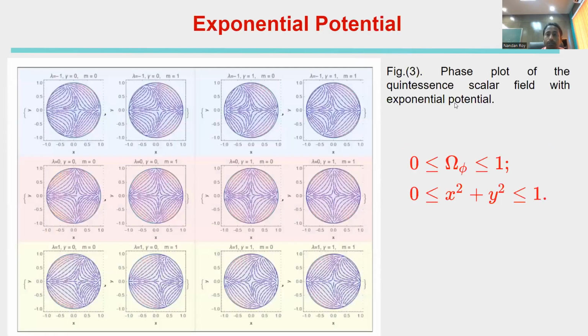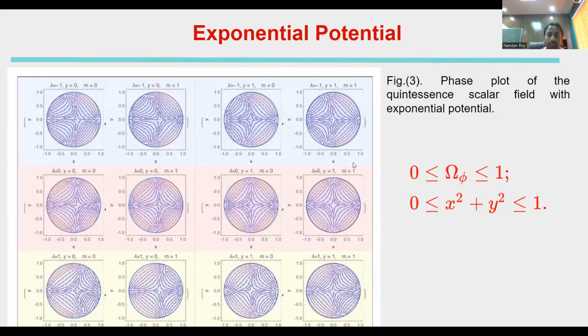So for the exponential potential, this is the phase plot for different choices of lambda. We choose lambda equal to -1, 0, and +1. As lambda is constant for the exponential potential, this circle gives the Friedmann constraint. And one can see that the solution started from some dark energy dominated era, and it's going to the dark energy dominated era again.